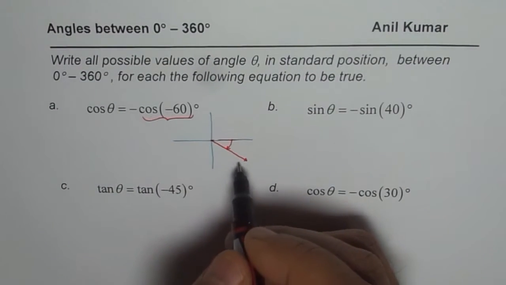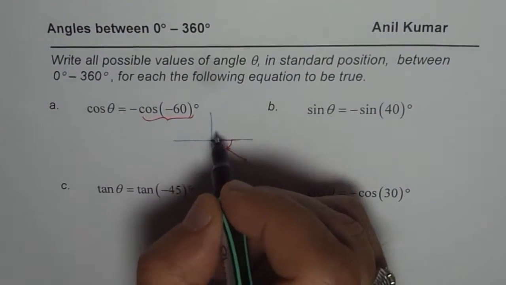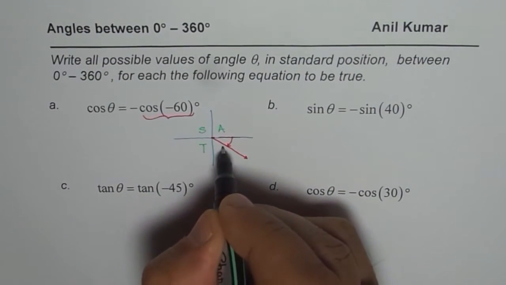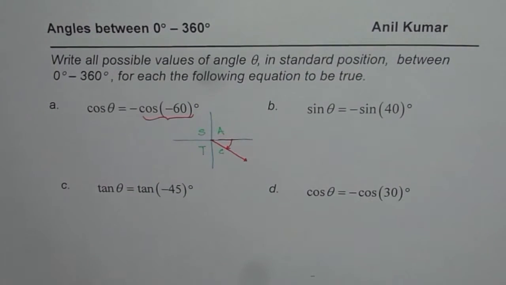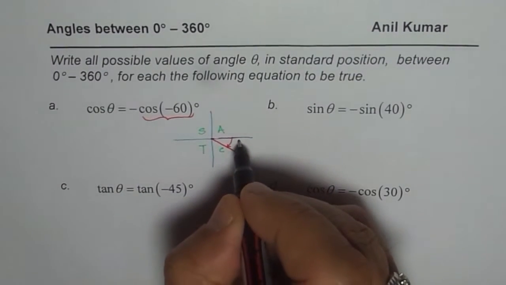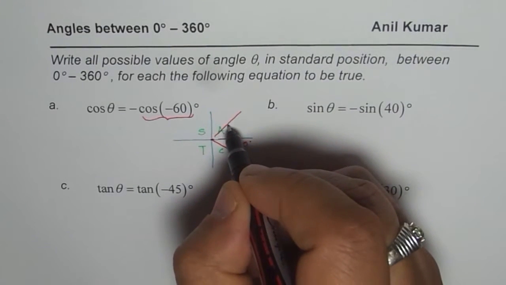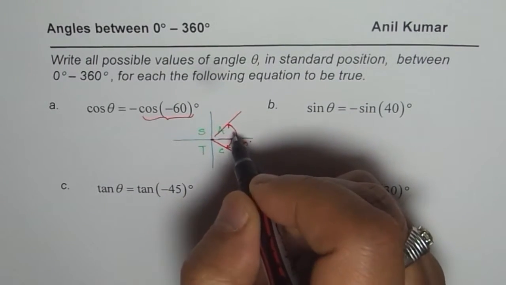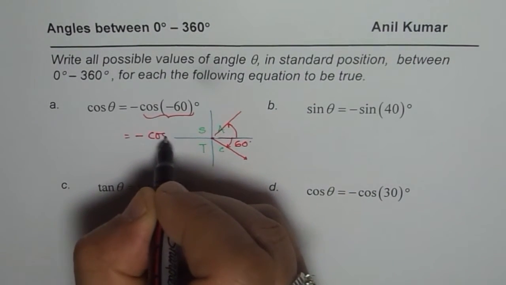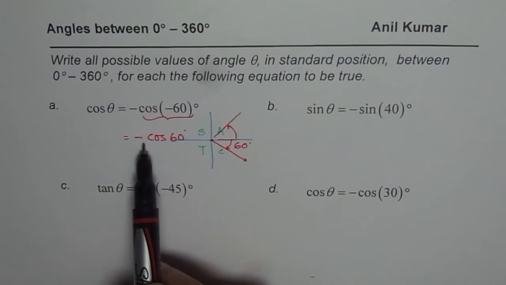When cos is in quadrant 4, it should be positive. You remember, all are positive here, sine is positive in quadrant 2, tan here, and cos is positive here. So for cos of minus 60, it is going to be positive. The acute angle here is 60 degrees, so it is the same as the cos value in quadrant 1, right? And therefore, the right side could be written as minus cos of 60 degrees. You get the point. So on the right side, we are getting a negative value.